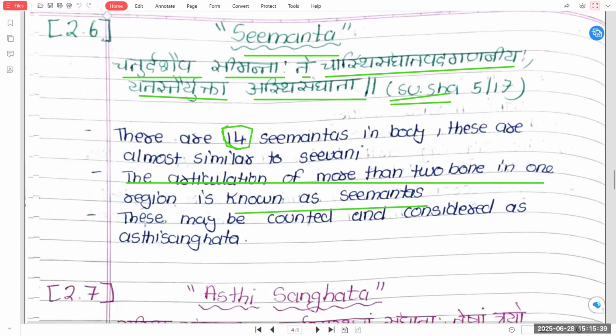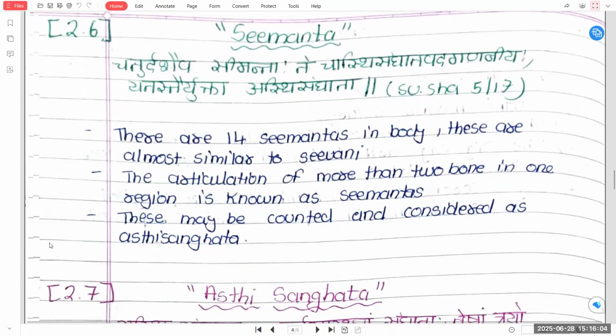It is told that Asthi Sanghata vad gananiyam. Okay. So wherever there is an articulation of more than two bones in one region, they are called Simanta. They may be counted and considered as Asthi Sanghata. A synonym of Simanta is Asthi Sanghata. So such Simanta are 14 in our body.